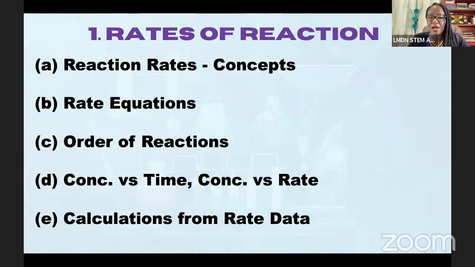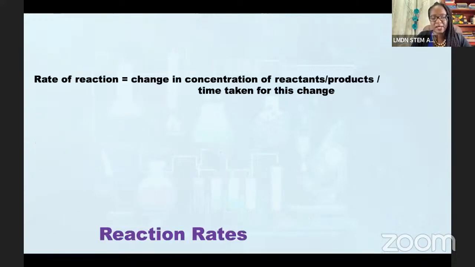We have plots that we can use to further demonstrate this point, or to deduce certain things about our rates of reaction. So we have concentration versus time plots and concentration versus rate plots. And finally, if you're given rate data, you're supposed to be able to do calculations from that and deduce things about a reaction. So we can divide the rates of reaction section into these broad subheadings.